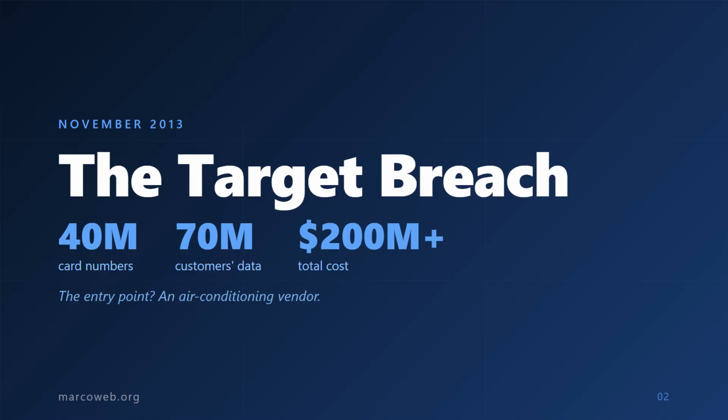In November 2013, attackers compromised one of the largest retailers in the United States. They stole 40 million credit card numbers and the personal information of 70 million customers. The financial impact exceeded $200 million. Both the CEO and CIO lost their jobs. And the initial entry point was not a firewall or a server. It was an air conditioning vendor.